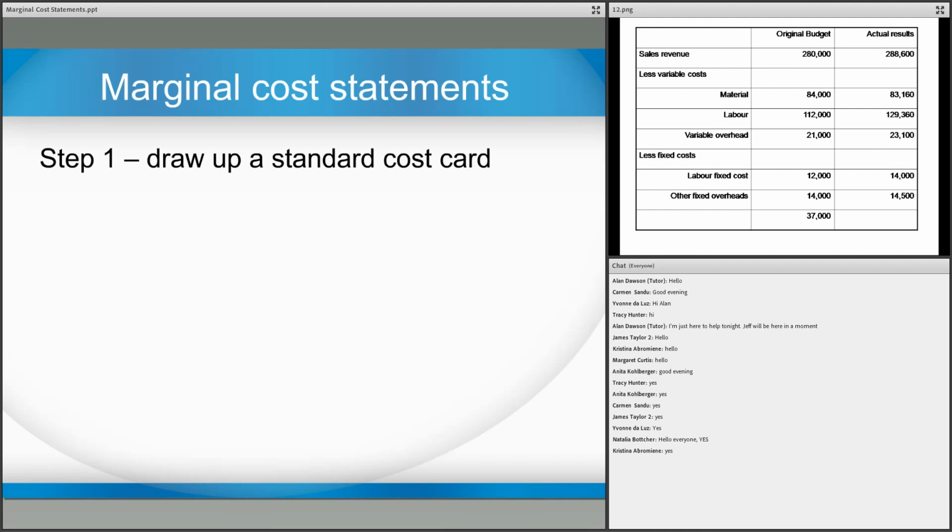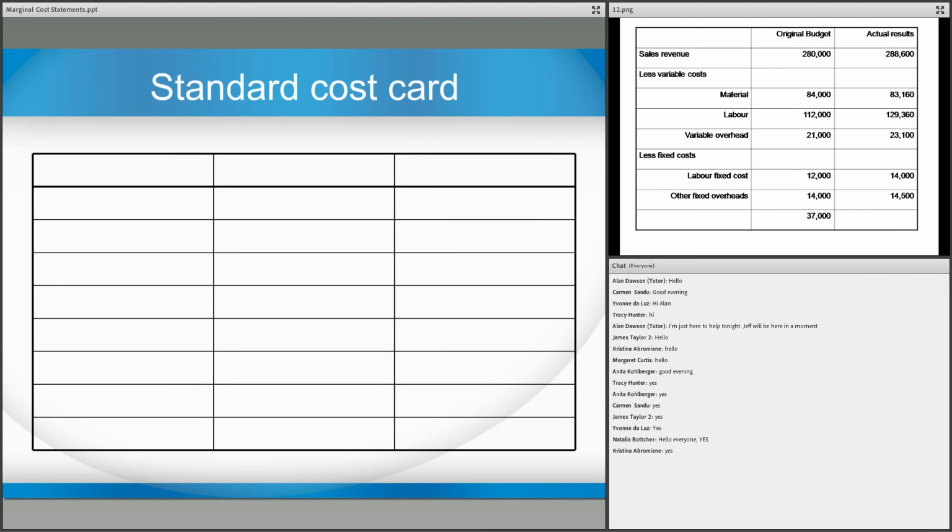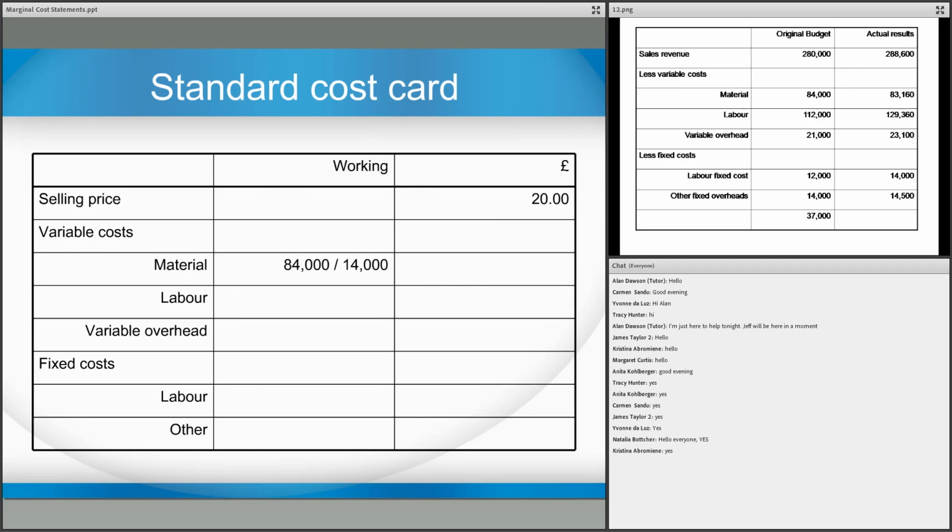So step one, we're going to draw up our standard cost card. First of all, we'll need to draw the template, put some headings down the side, the items. So first item, we've already said £20, we were given that, and we can prove it with 280,000 over 14,000. On to our variable costs. Our total cost of material is £84,000. This was our budgeted cost. We budgeted to make 14,000 units.